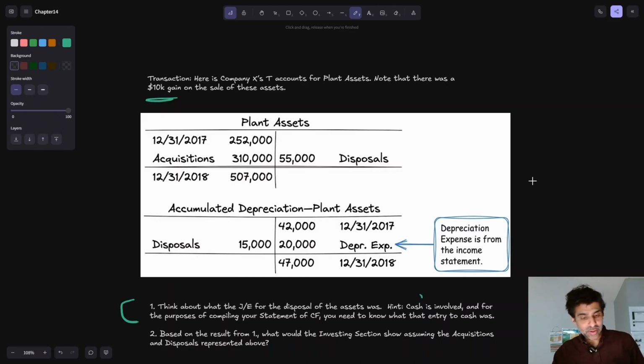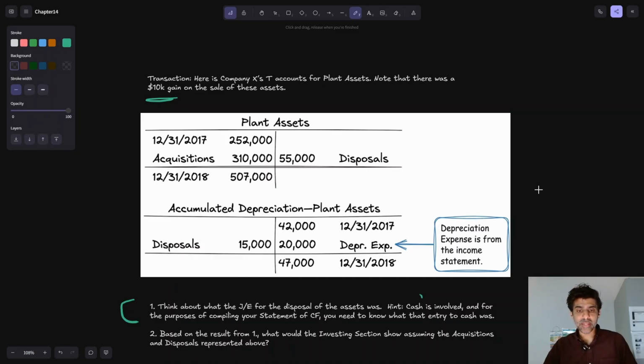Cash is involved, and for the purpose of compiling this statement of cash flow, you basically need to recreate the journal entry for the disposal. Cash will be part of that. And that amount, whatever cash came in, is going to be a debit to cash, because you're selling this asset, you're disposing of it. That is going to appear on your statement of cash flow.